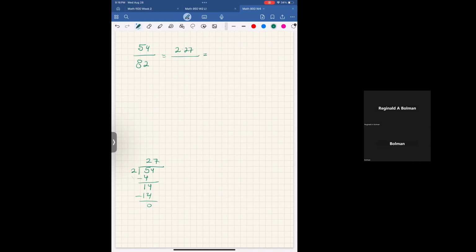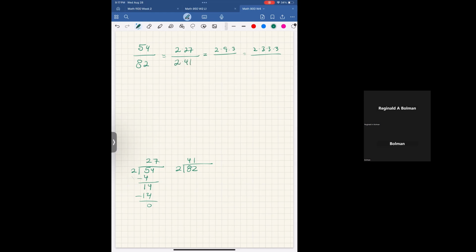Now, 27 is not a prime number. It's the same thing as 9 times 3. And 9 is not a prime number. That is the same thing as 3 times 3. So you'd have 3 times 3 times 3 times 2 on top. And on the bottom, in your denominator, you'll have 2 into 82. Well, that should go 41 times. So we'll have 2 and 41.